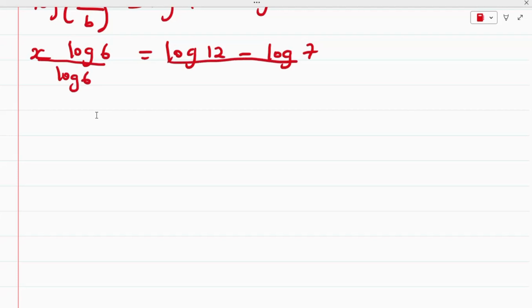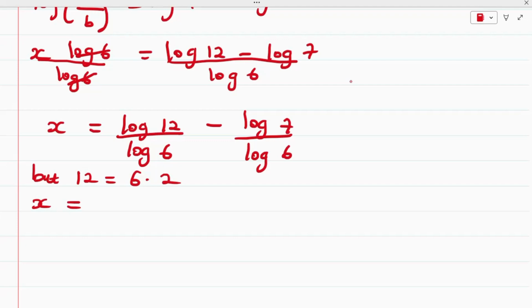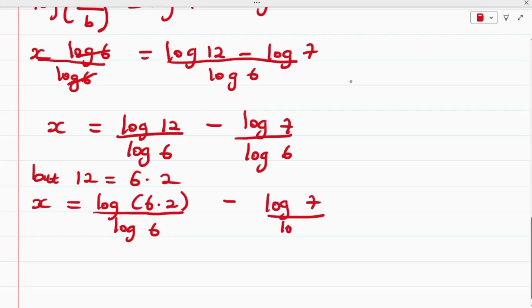Alright, so at this point, we want to divide both sides by log 6. So divide both sides by log 6. So this is going to cancel out this. We have that x is equal to, so this can be written as log 12 over log 6 minus log 7 over log 6. Alright, so from here we know that we can easily write 12 to be 6 multiply 2. So this is going to become x is equal to log of 6 multiply 2 over log 6 minus log 7 over log 6.